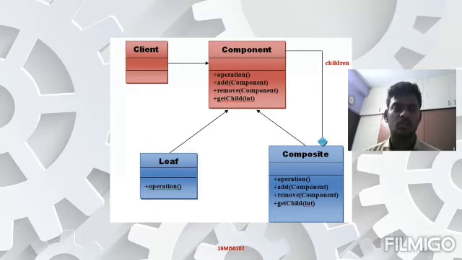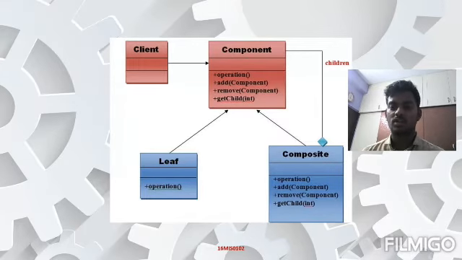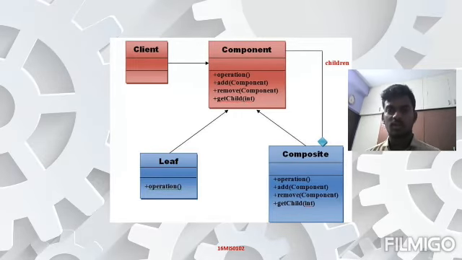And this is the structure diagram for a composite pattern. The client uses a component, children components, child composite and leaf node. This is how we use the composite pattern.